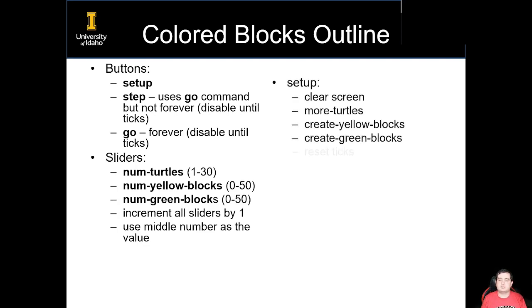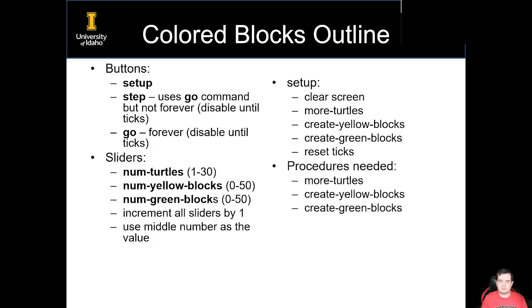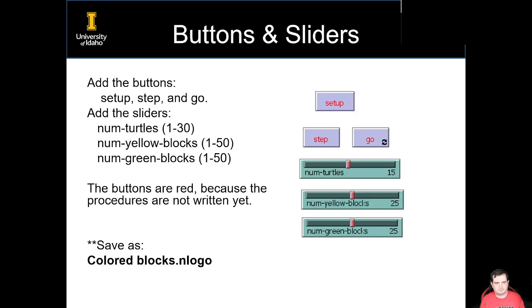Our setup should clear the screen, and it should call 3 procedures: more turtles, create yellow blocks, and create green blocks, and then reset ticks. The procedures needed are more turtles, create yellow blocks, and create green blocks. Whenever we ask them to go, all the turtles are going to go forward 1 and tick for now. So let's go ahead and add these buttons and sliders.